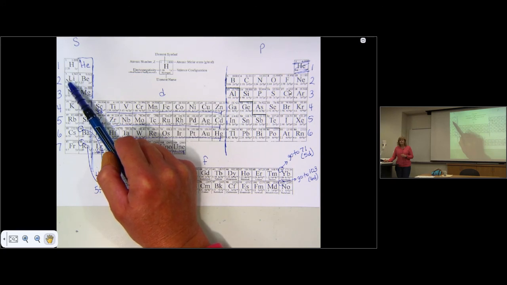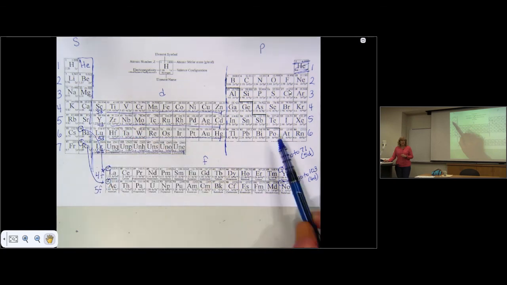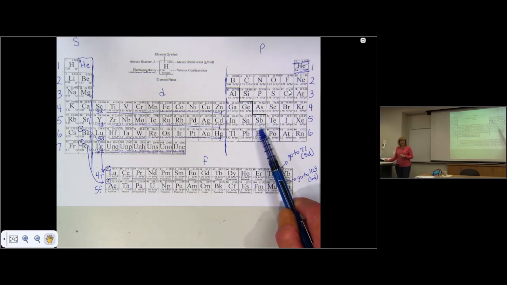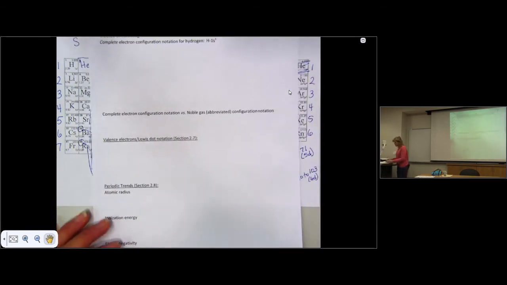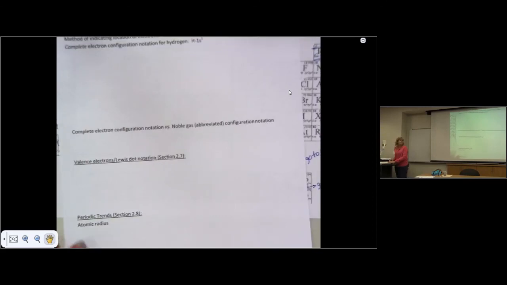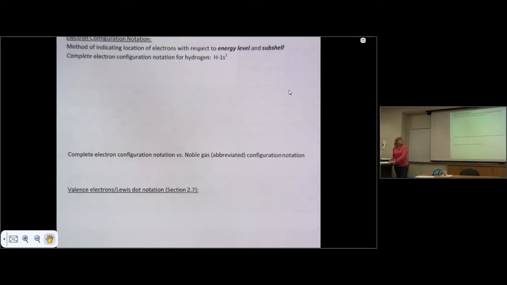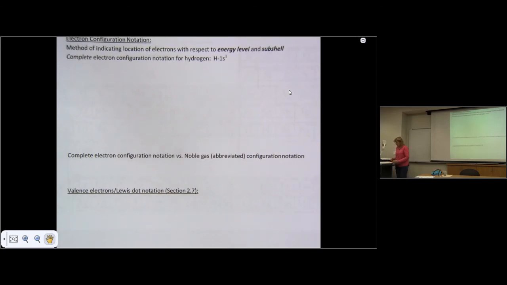All right. Would you want to write those words out every time for something that had 51 electrons? No way. That would be a whole page of writing just to tell me where those electrons are. So instead, we have what is called electron configuration notation. Electron configuration notation is a method of indicating the location of the electrons with respect to energy level and subshell. So all we're talking about is energy level, subshell, and the number of electrons that are there.